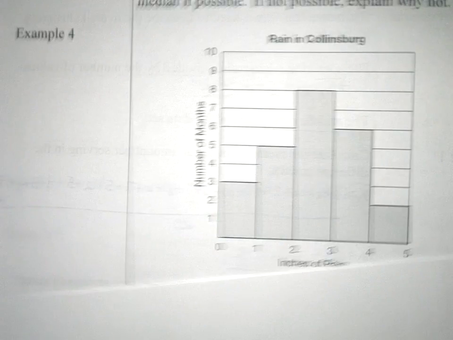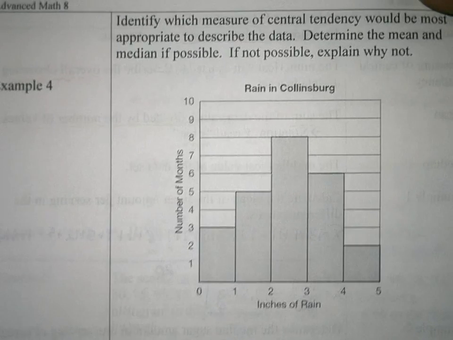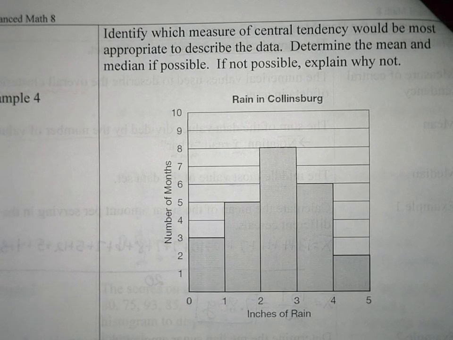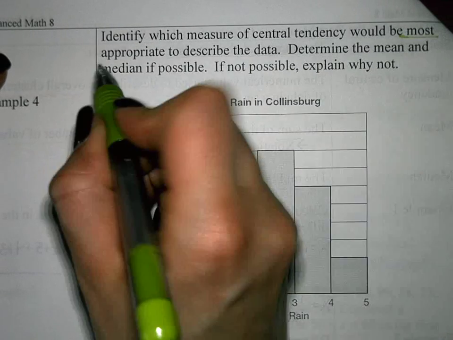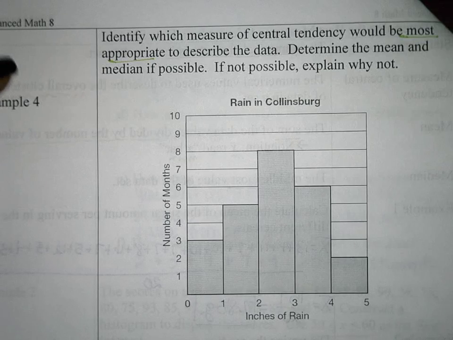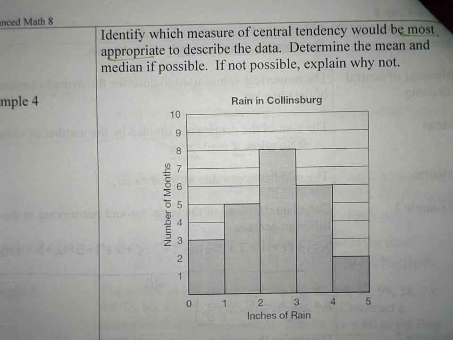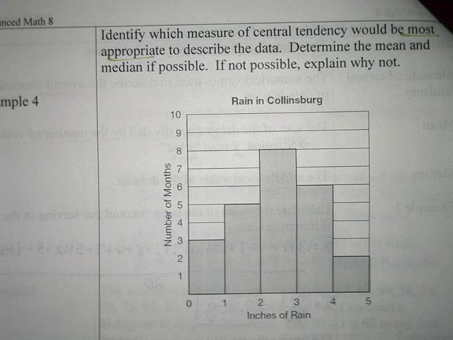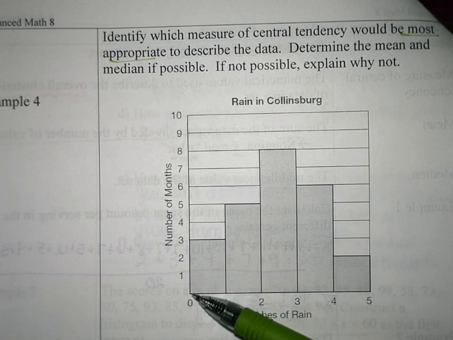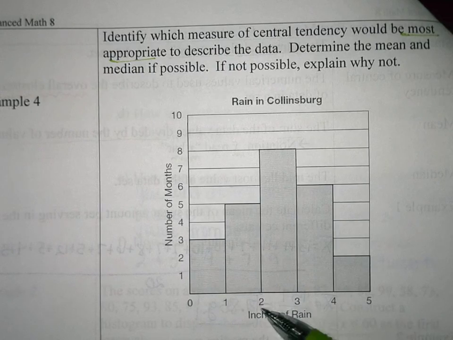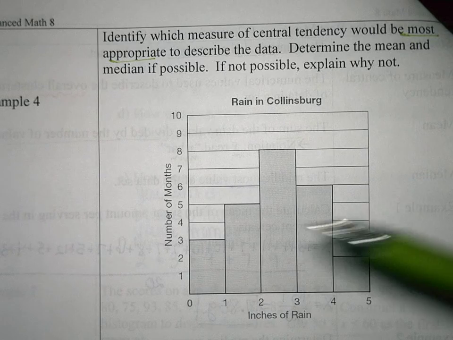So now let's look at a histogram. Example 3. We want to identify which measure of central tendency would be the most appropriate to describe the data, and we want to determine the mean and the median if possible. If not, we'll explain why not. This histogram is measuring how much rain the city of Collinsburg is getting. The bottom represents the amount of inches of rain: between 0 and 1, 1 and 2, 2 and 3, 3 and 4, and 4 and 5. And this is telling you how many months received that much rain.